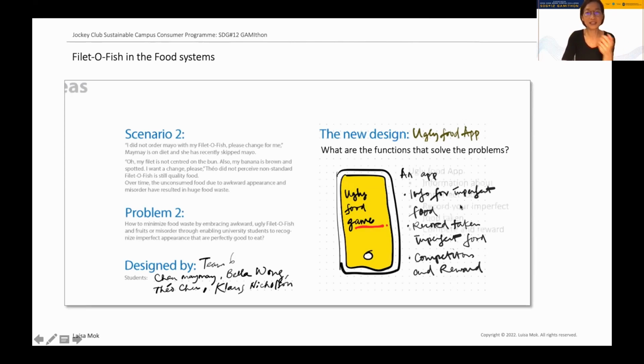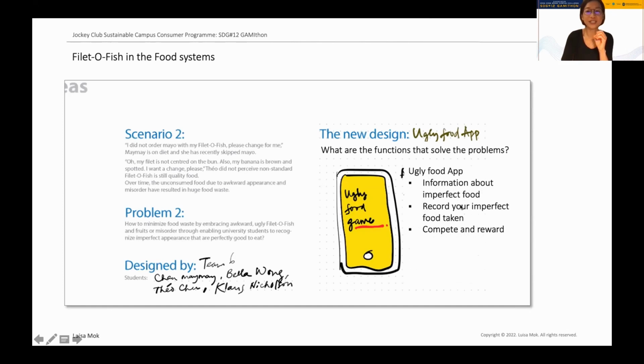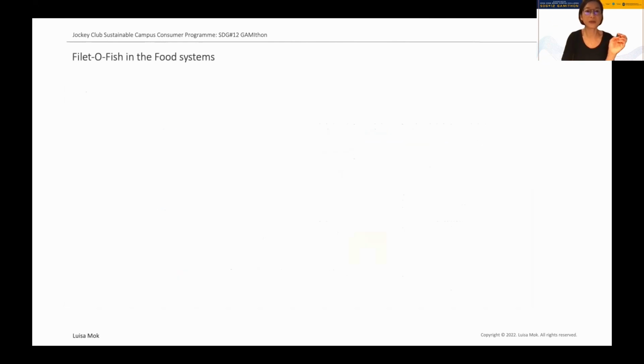And then the function is, I typed it so you can read it easily. It provides information about imperfect food. And then it is a game app, so you can also record how many imperfect foods you have taken, and maybe the more you take, the higher the score you have. Okay, so this is the top part of the template.